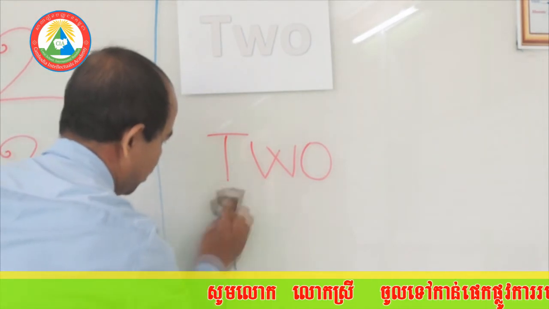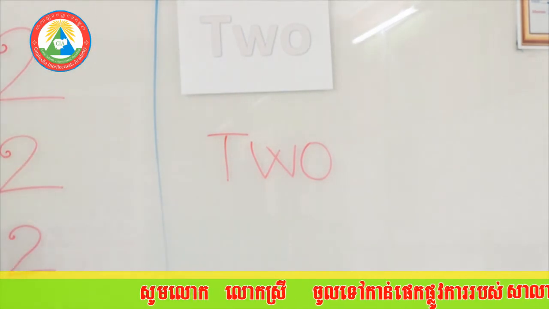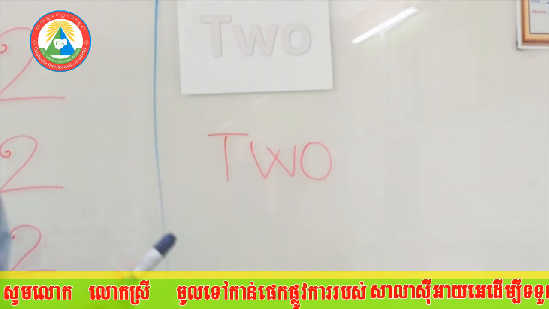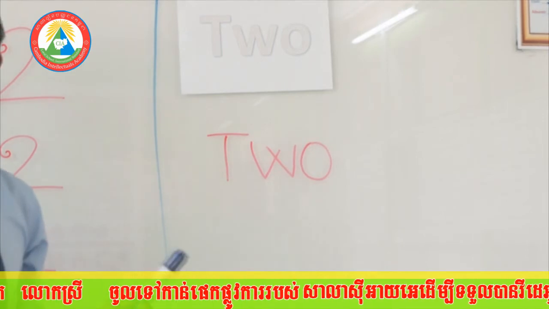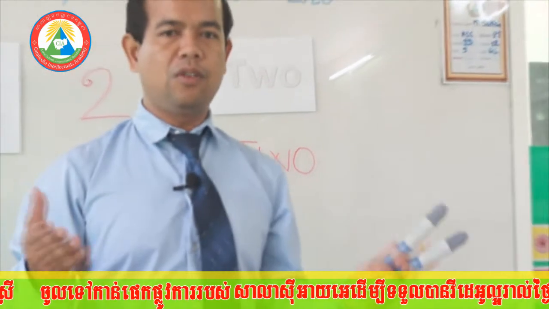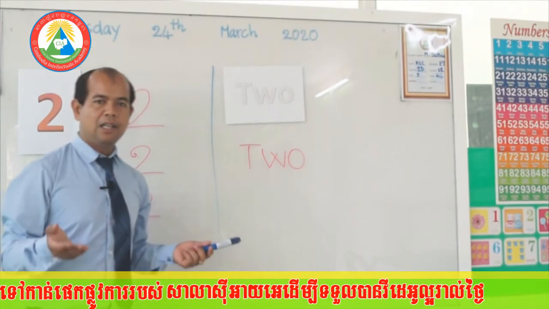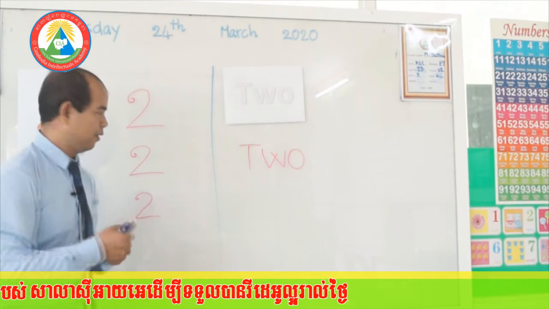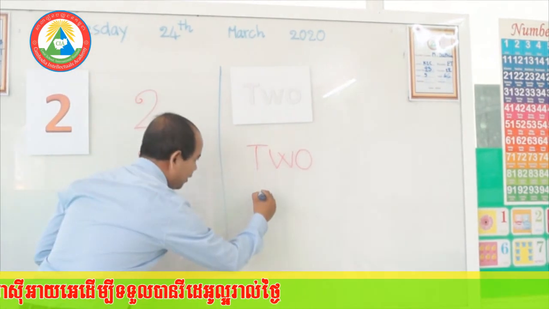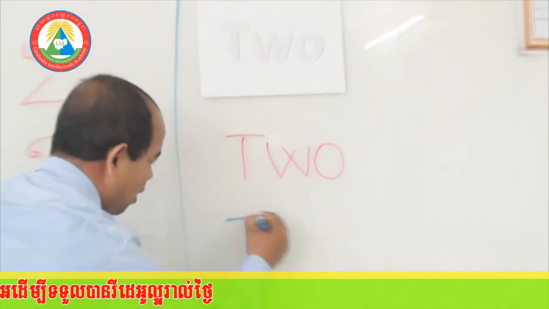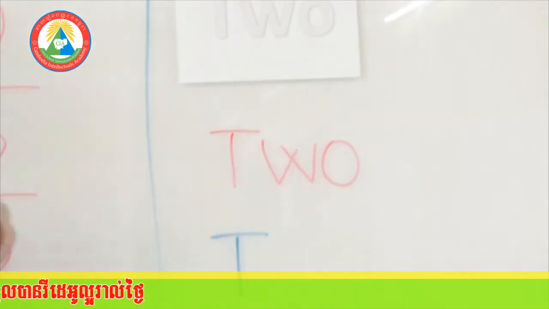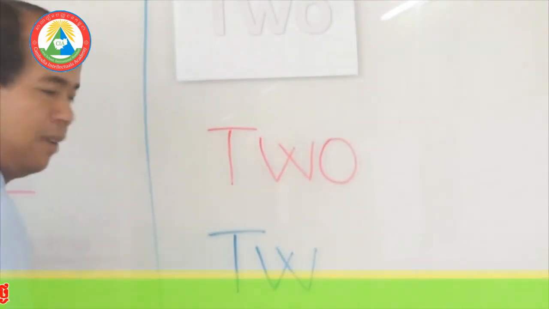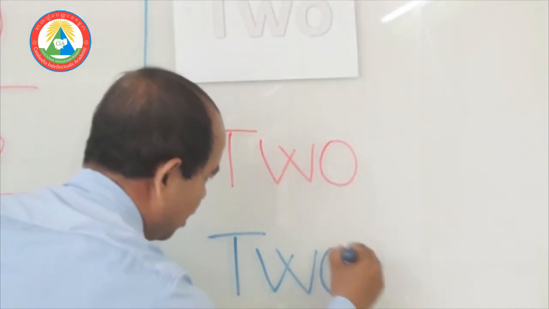This time I want all of you to write with me. Are you ready, everyone? Do you have a slate and the notebook, or have you already taken your slate or notebook from the school bag? If all of you are ready, please go together. Look at me. 2. I write T, W, and O.